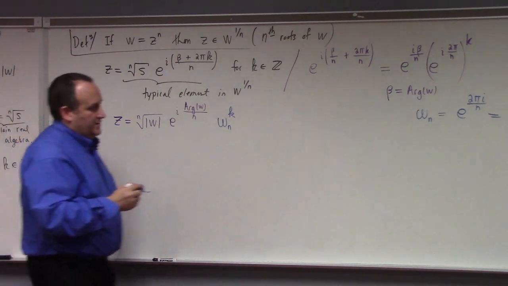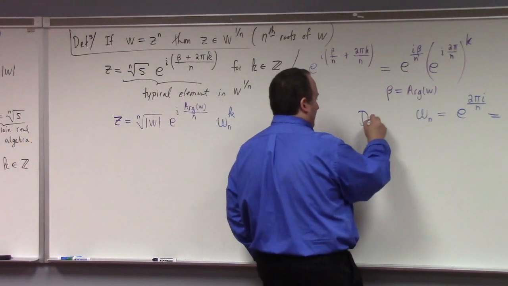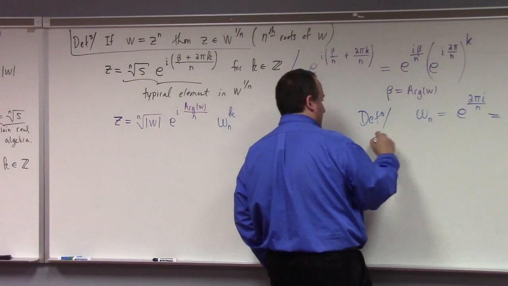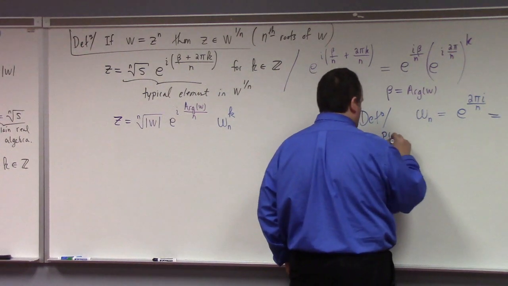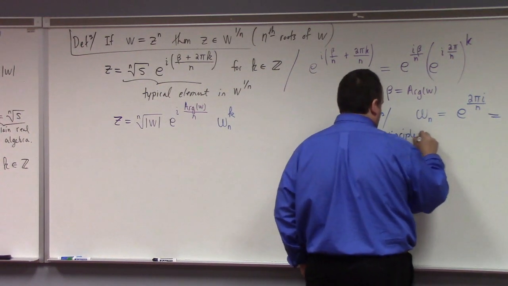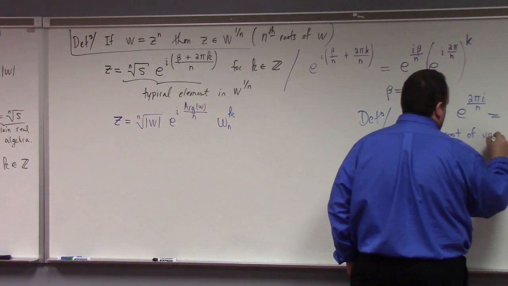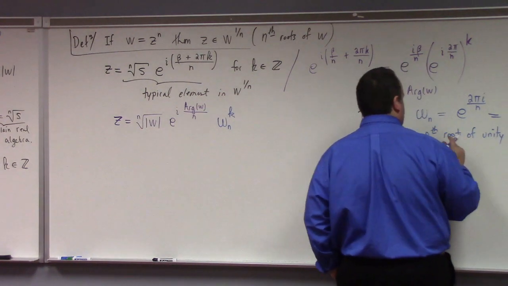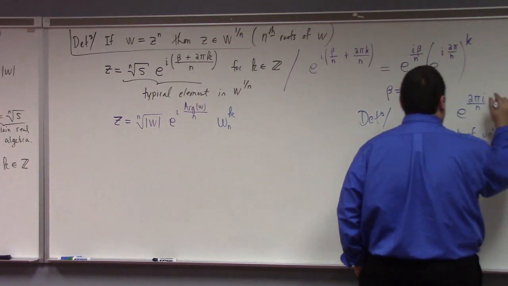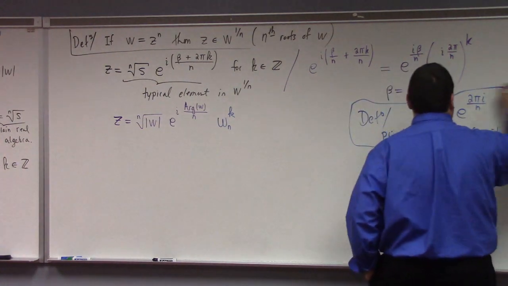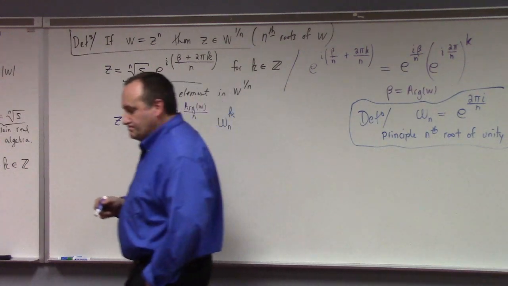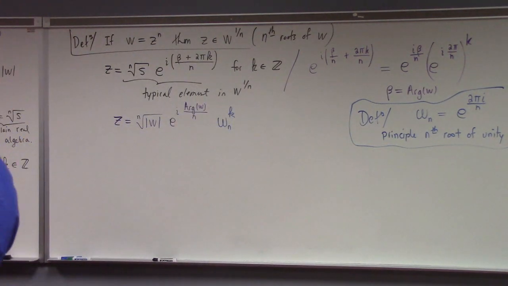Definition: this right here is the principal nth root of unity. Oh, look, I remembered how to spell it now. I'm improving. Woohoo! The principal nth root of unity. That's kind of arcane language. What's unity?